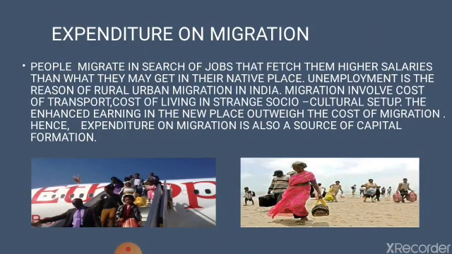Expenditure on migration. People migrate in search of jobs that fetch them a higher salary than what they may get in their native place. Unemployment is the reason for rural-urban migration in India. Migration involves the cost of transport and the cost of living in a strange socio-cultural setup. The enhanced earning in the new place outweighs the cost of migration. Hence, the expenditure on migration is also a source of capital formation.